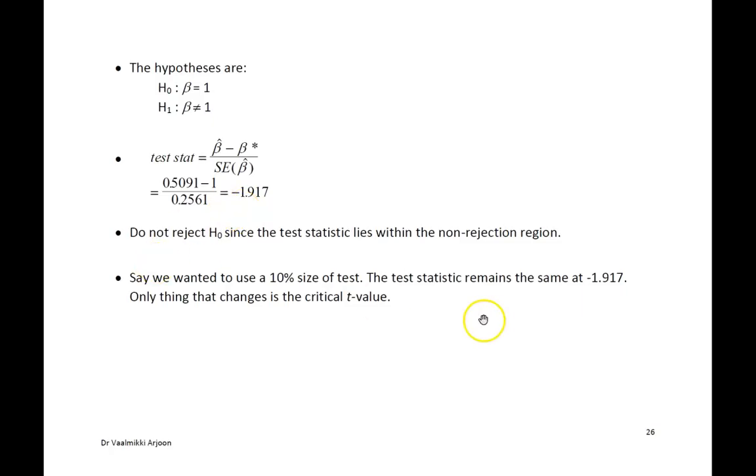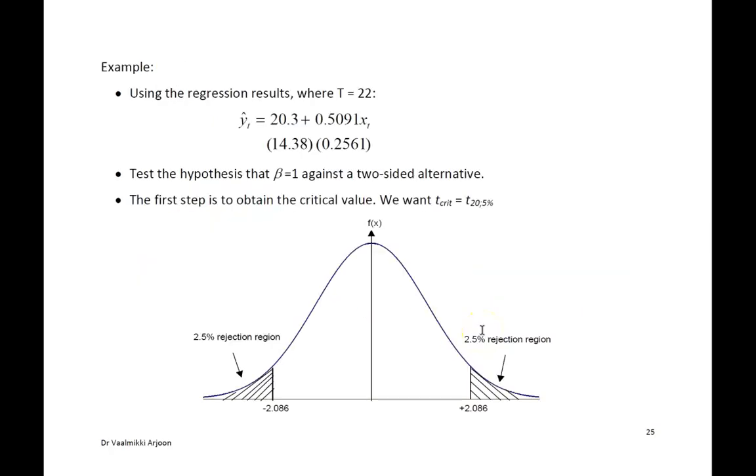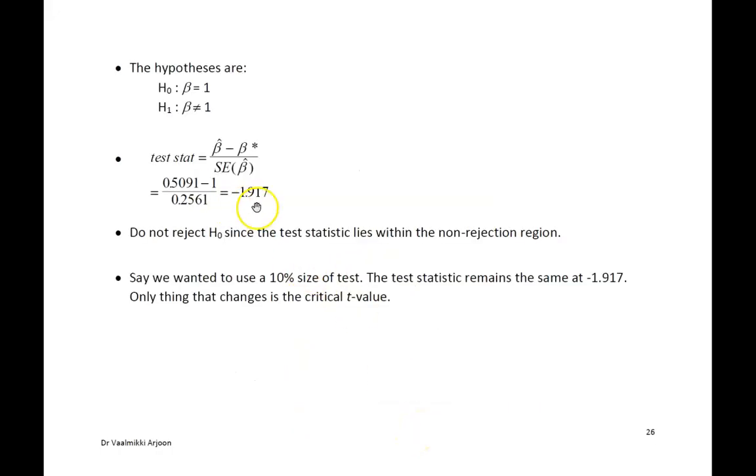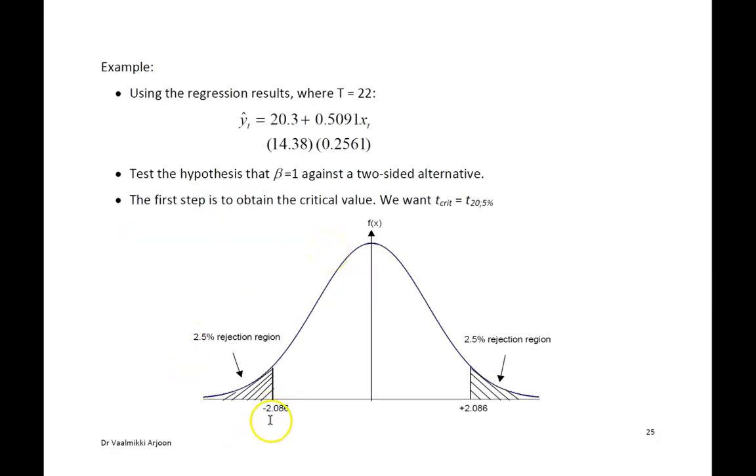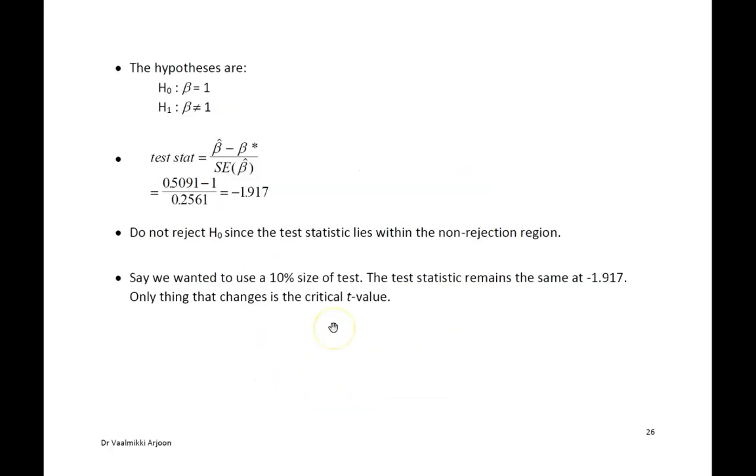Now we know that the critical value, in this case a negative figure, is negative 2.086. Negative 1.917 exceeds negative 2.086, so it's in the non-rejection region. So we fail to reject. We do not reject the null hypothesis that beta is equal to 1, since the test statistic lies in the non-rejection region.